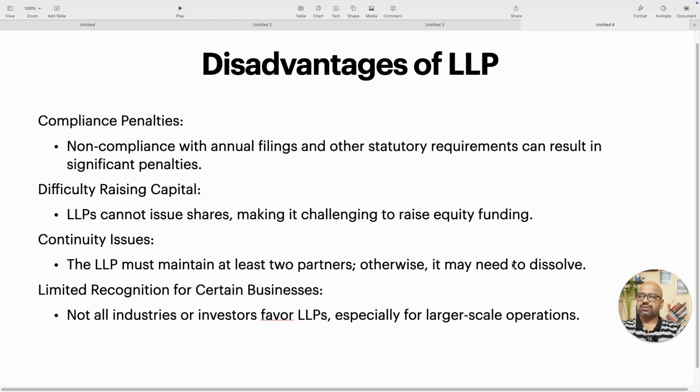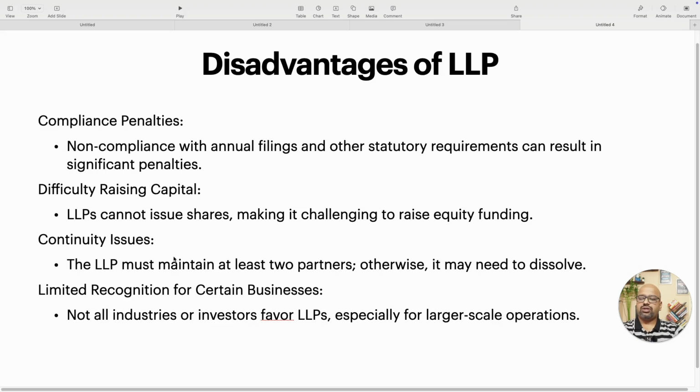Disadvantages of LLPs. When it comes to LLPs, there are compliances that you need to maintain. There is monthly filing, yearly filing, quarterly filing, something like that, that you have to do regularly. Or else, if you don't do it, a huge penalty is going to come. So that is something you need to pay. If you don't want that, then this is how you need to manage it. Then difficulty in raising capital: you obviously don't have the option of equity funding. Whoever wants to invest has to come into the company, be a director and then invest. Or else there is no possibility of getting funding from them.